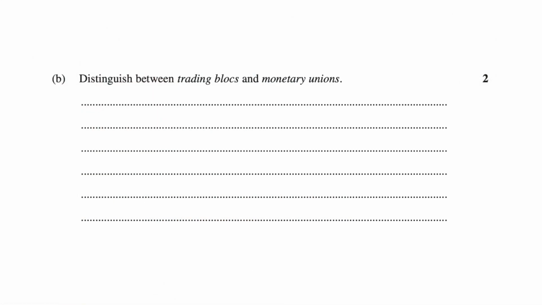So jumping into question 21, I think the interesting one here was B, distinguish between trading blocks and monetary unions. What are your thoughts, Terry? I think this is one that a lot of students probably would have struggled with a little bit. How do you view some of the differences between these? It's a two-marker as well, right? So for a two-marker, you've just got to make at least one really clear, solid difference. I think recognition that a monetary union has the same currency would have been the first one I would have gone to.